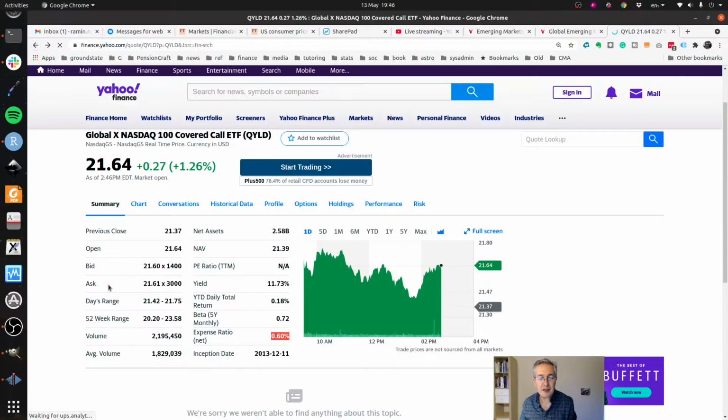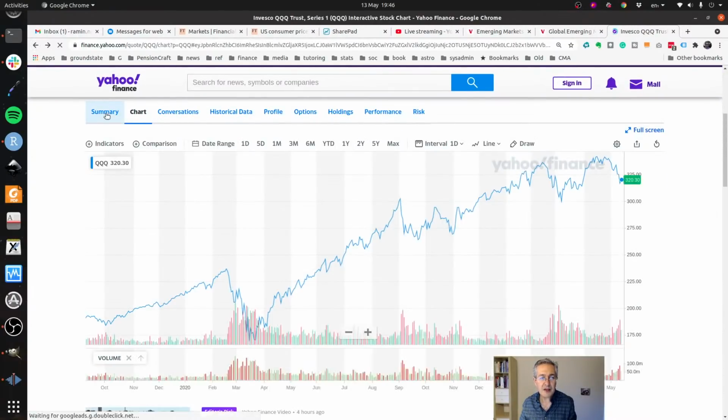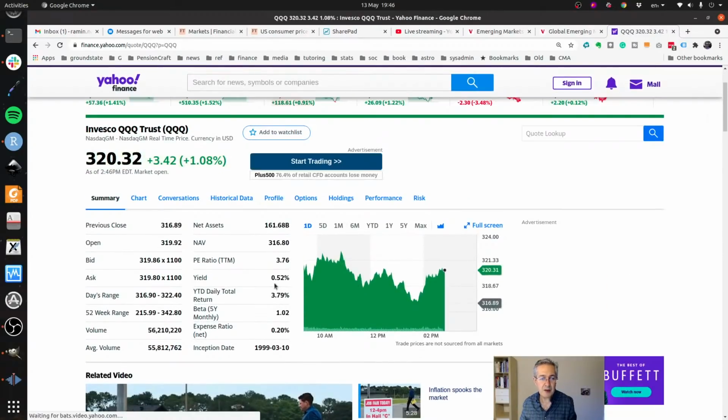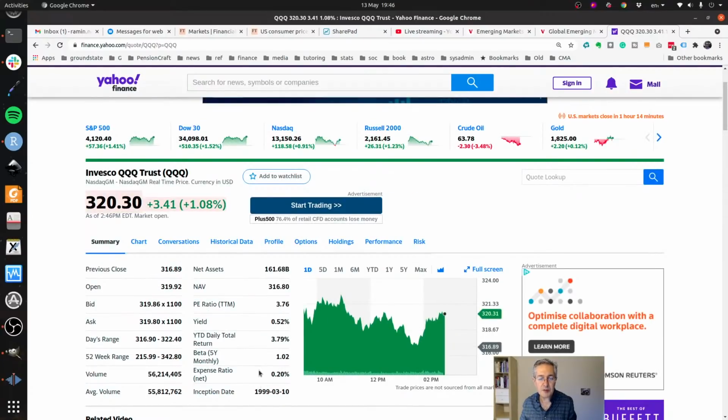So let's go back to QQQ. So instead of 11.7% yield, now you've got 0.52% dividend yield, and the fee is much lower, 0.2% instead of 0.6%. So those are the kind of trade-offs. Higher fee, higher income, but you've given away the upside. That's a drawback with these yield-enhanced funds.